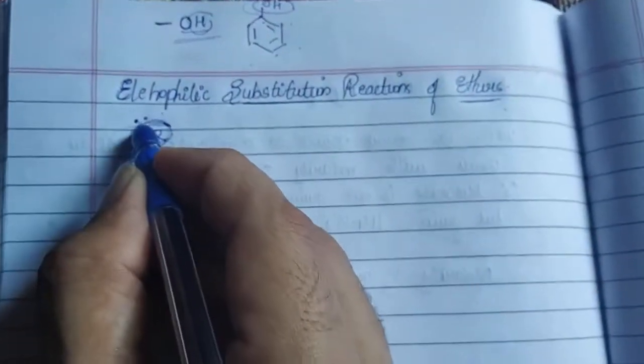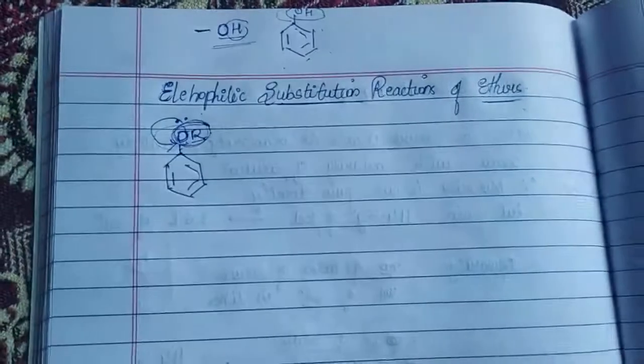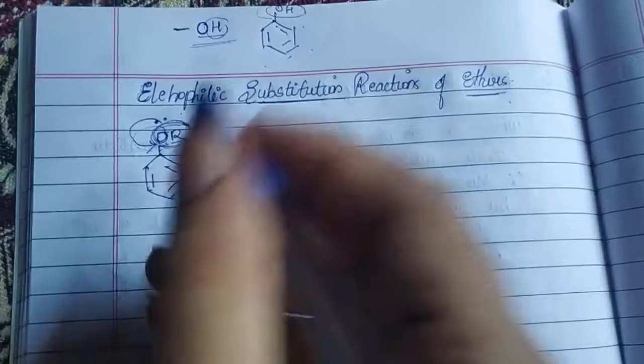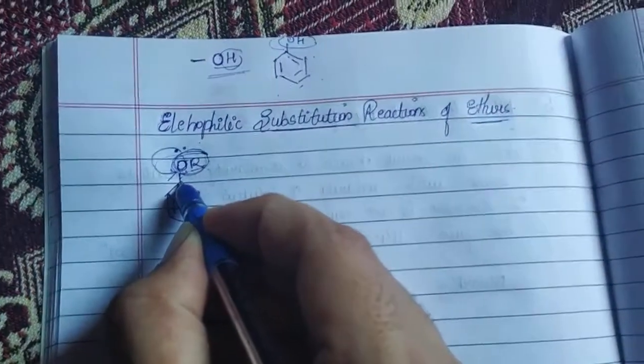So these electrons which are present on the oxygen atom will be given to that of your benzene ring. So then the electron density on this carbon atom increased.